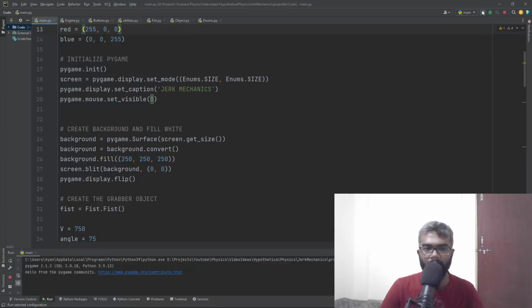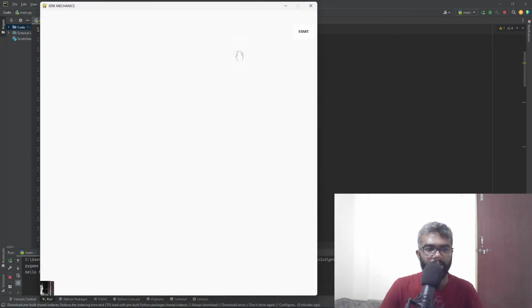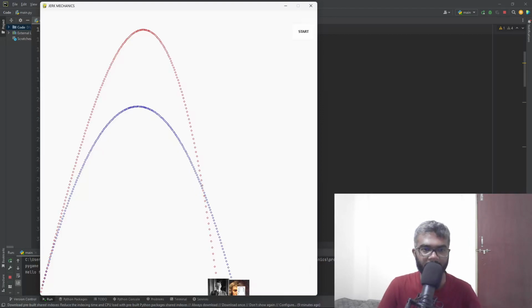So here is the program that I wrote that simulates projectile motion in the jerk mechanics world. So I have two objects basically. One object is denoted by this picture of Newton himself. So this object follows Newtonian mechanics. So as you can see, the trajectory is just like the way we see in our world. It's perfectly symmetrical and it's parabolic. But the red one, that's the trajectory a particle will follow if it follows jerk mechanics.